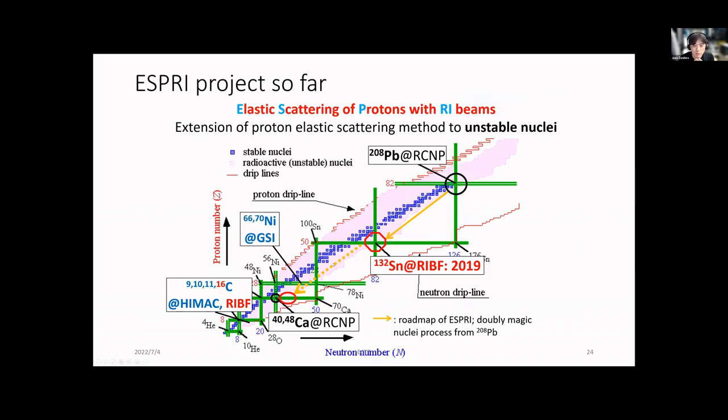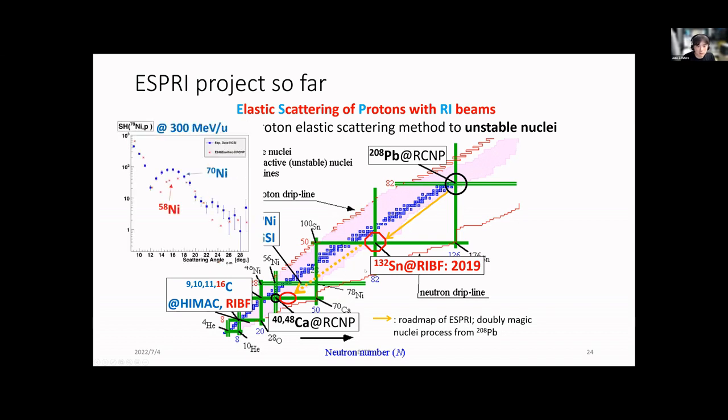Here I listed our ESPRI measurements so far at the heavy ion facilities. For the stable nuclei, measurements were already done at RCNP, like lead-208 or calcium. In the case of unstable nuclei, nickel-70 was done at GSI.